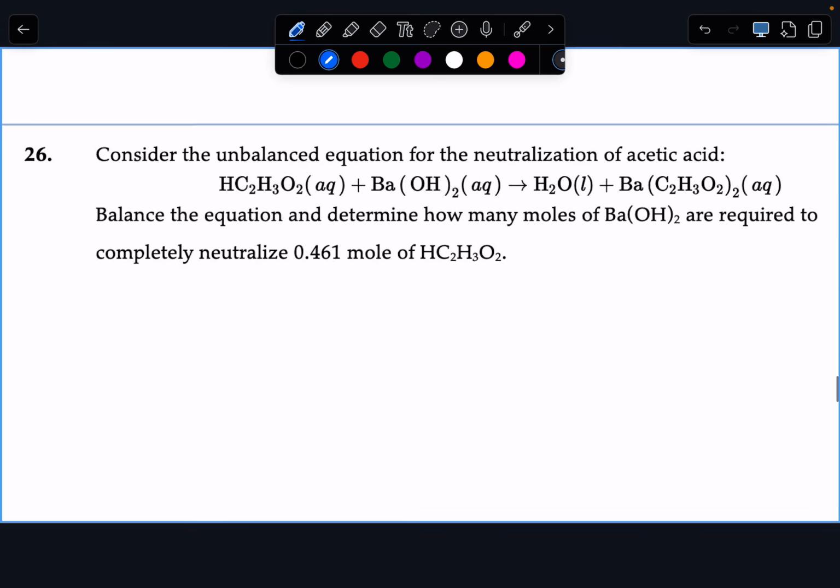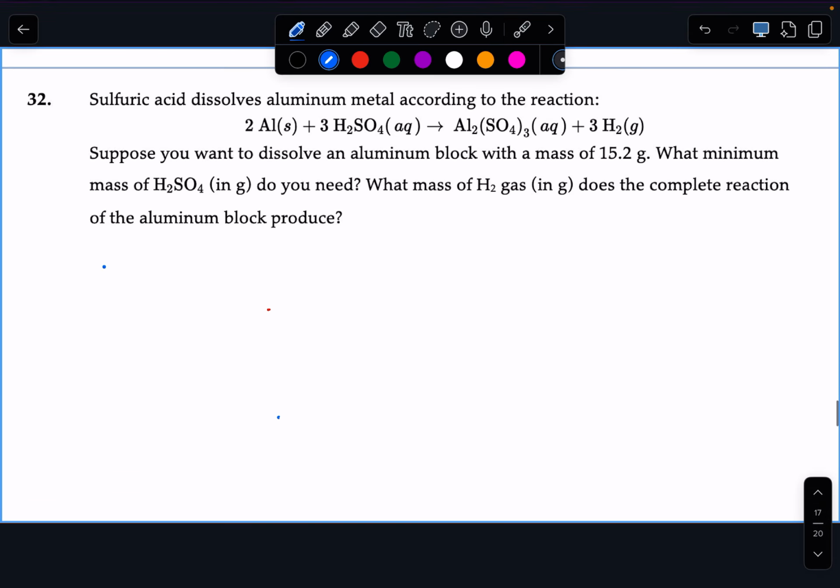Let's go ahead and do 32 for our first stoichiometry problem. So this is 2 different parts. If you just get to the first one, that's fine. Starting with 15.2 grams of aluminum, how much H2SO4 do you need in order to react with that? And then if you have time for the second one, they also ask how much H2 is produced. Okay, so not limiting reactants here, just starting with the aluminum itself.